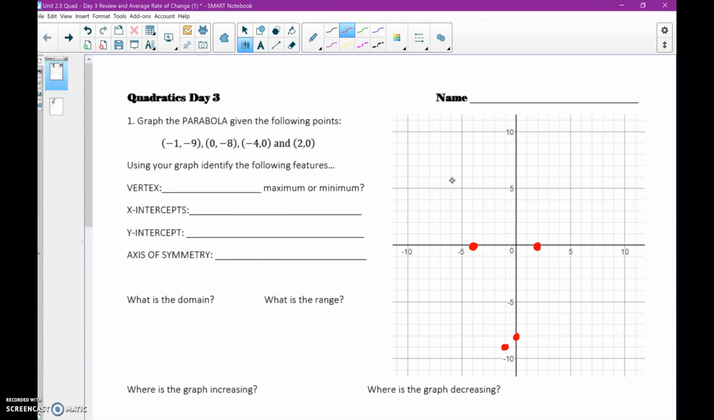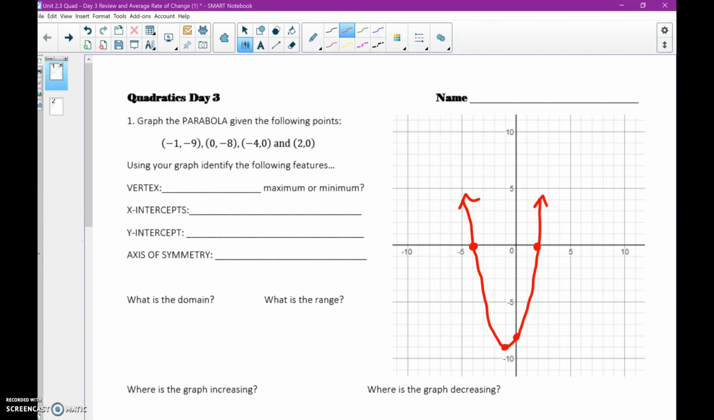And you can see kind of the U shape of the parabola that we're used to. So we'll go ahead and draw that through. Just make sure to remember that it's a U shape. It shouldn't be straight lines. It should be a nice curve shape, and then arrows at the end.